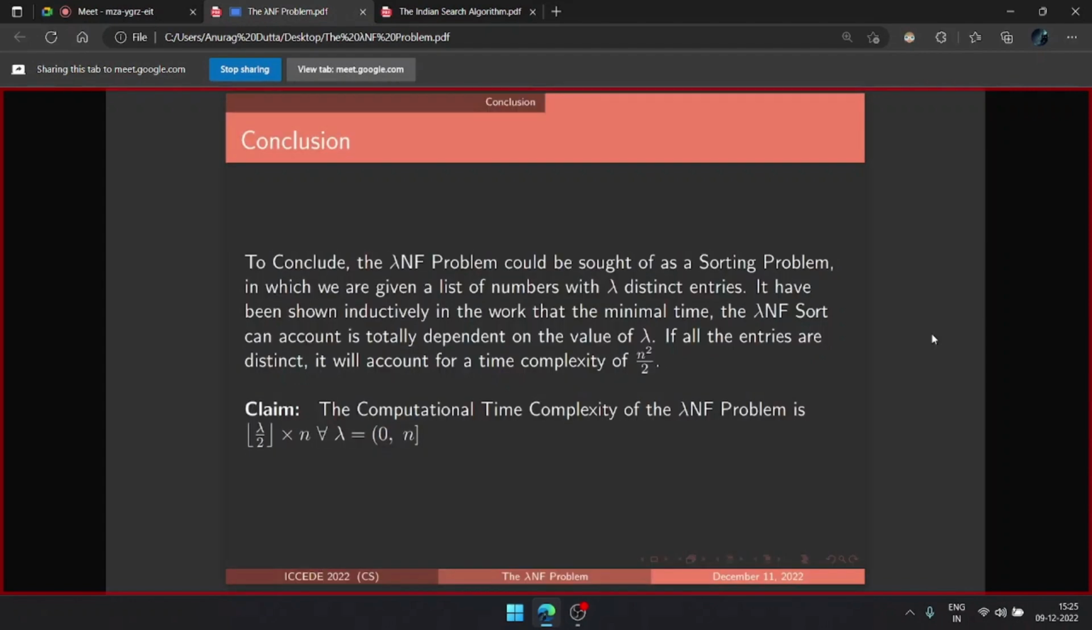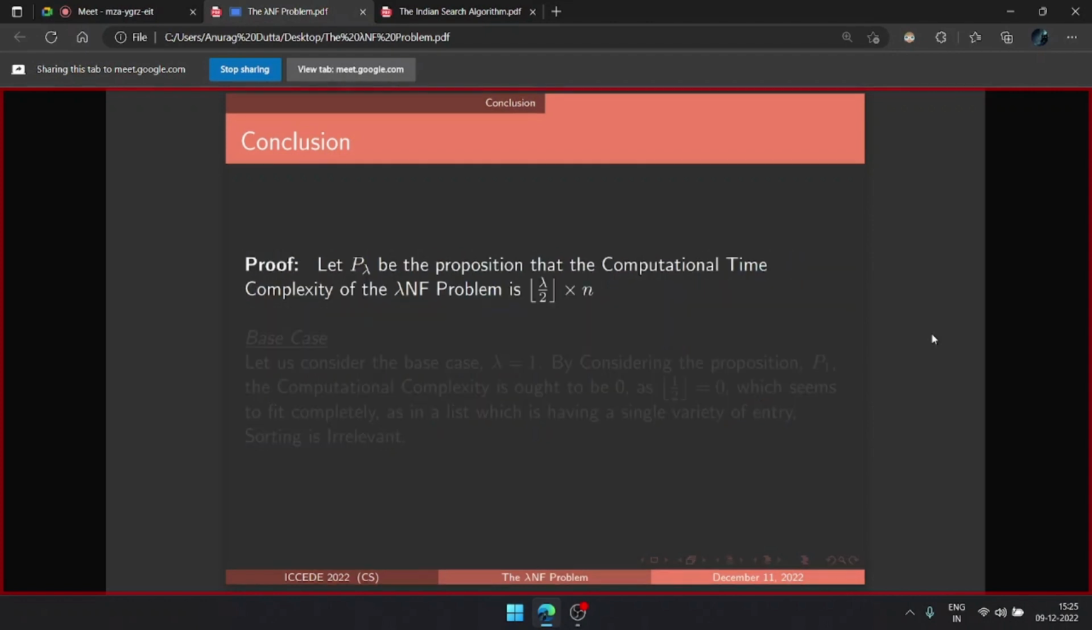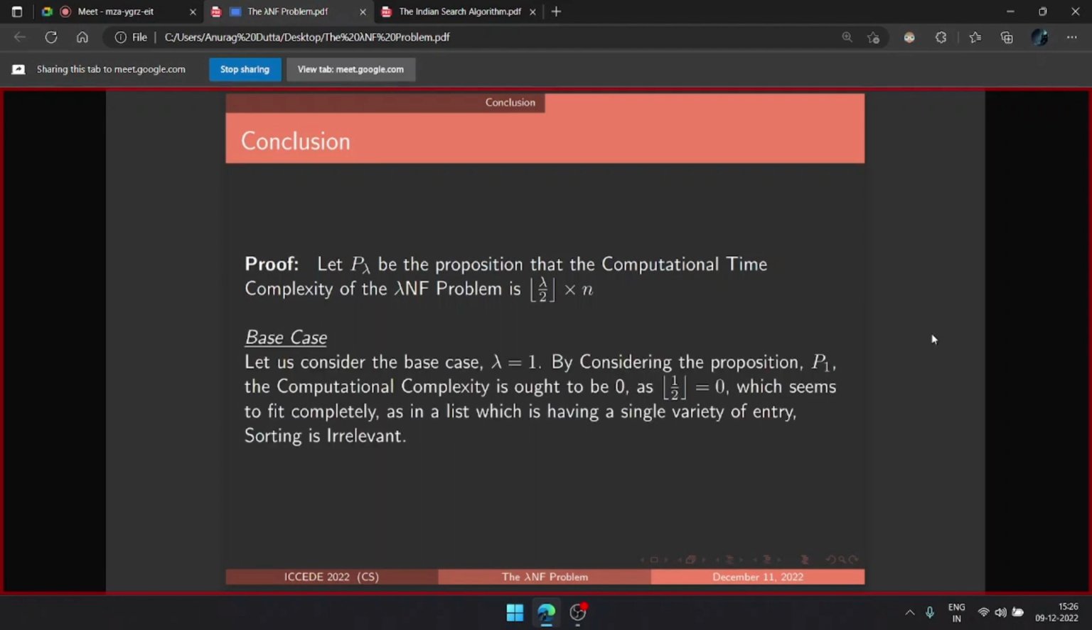Now, we have made a claim in this paper that the computational time complexity of the lambda NF problem is going to be floor of lambda upon 2 times n, where lambda would be some value between 0 and n. The proof behind our claim is mentioned on this slide. We have discussed a proposition P lambda as the computational time complexity of the lambda NF problem. Since this is something new in this field, we can't give a solid concrete proof, but we can do it inductively. Until and unless no one finds our solution wrong, our solution would be right. So it's kind of a hypothesis.